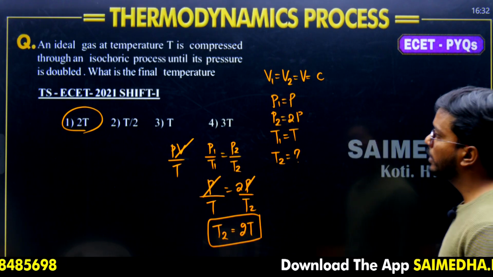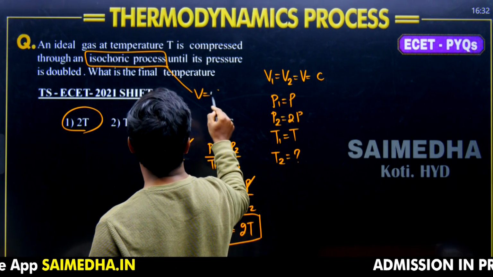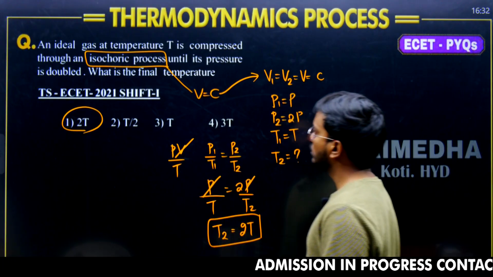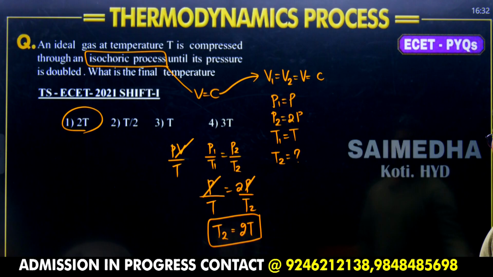Isochoric. The word isochoric here represents volume is a constant. Go through it. Moving on to the next question, question number 8.